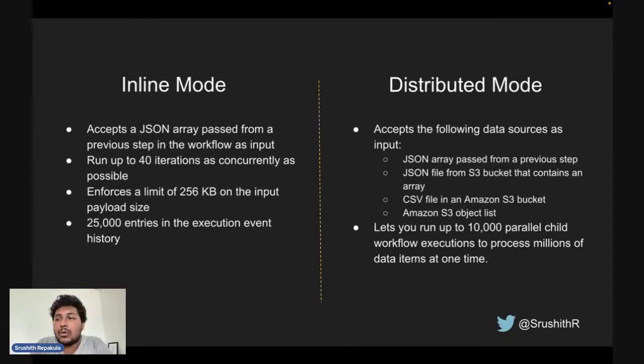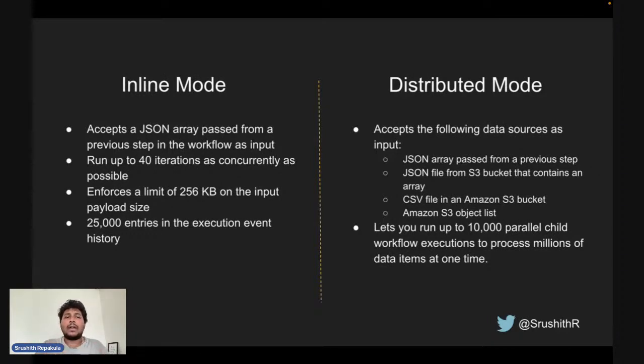So how do you decide when to use what, right? If you go with Express, then the only option is inline mode. If you choose an Express workflow, the only option is inline. If you choose a Standard workflow, then you can decide whether you want to go with inline or distributed. When do you choose what? See, what it does is the same, okay? So it is a for loop sort of a thing. You pass an array of inputs, and for each input, it will execute the entire workflow for you, right?